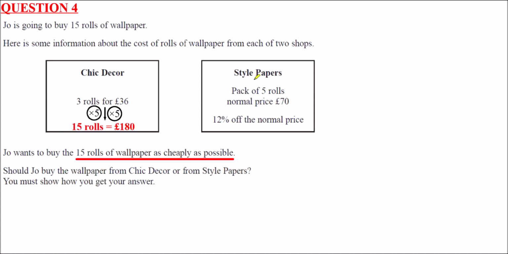Let's then compare this to if they were bought from Style Papers. 5 rolls means we'd need 3 lots of 5 to get to the 15 needed. So we need to multiply by 3. We take the normal price and multiply that by 3 as well, which tells us that the normal price would be 70 times 3, which is 210 for 15 rolls. But we need to remember this special offer as well, 12% off the normal price. So the discount here will be 12% of 210.